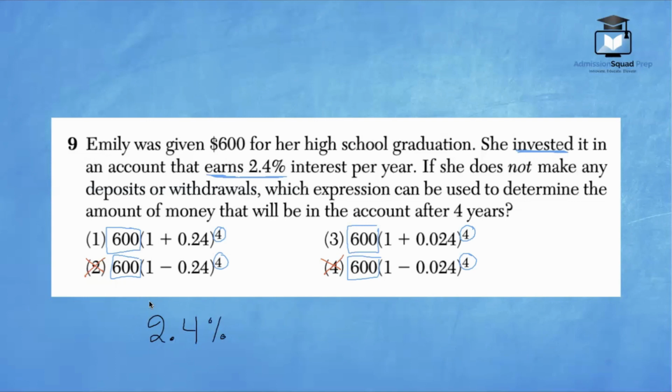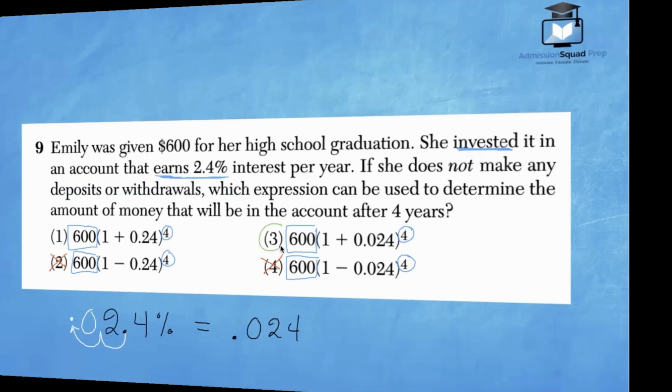We're going to move the decimal point 2 places to the left. That's 1 and then 2. We typically have to divide by 100 when converting a percent into a decimal. So the decimal equivalent would be 0.024. So the correct answer is choice 3.